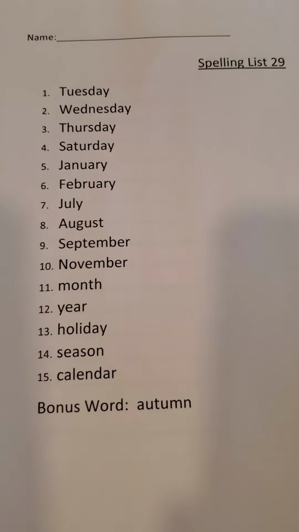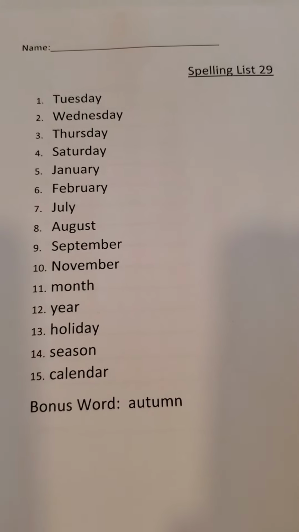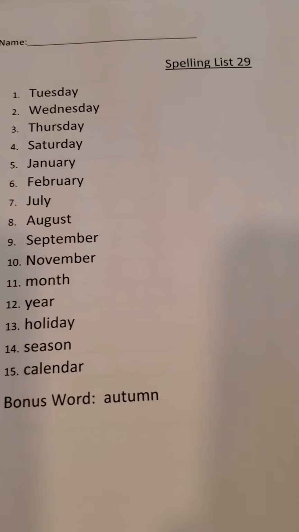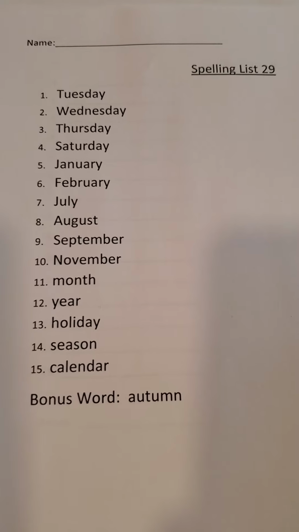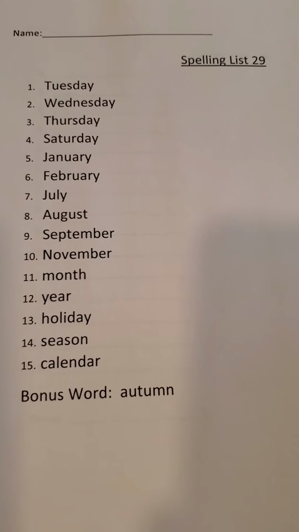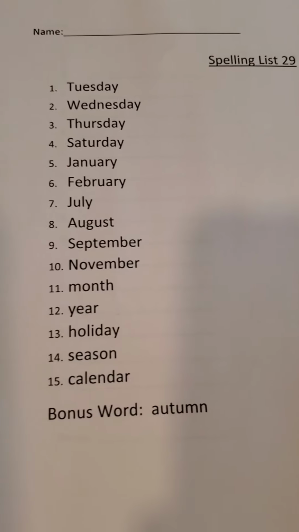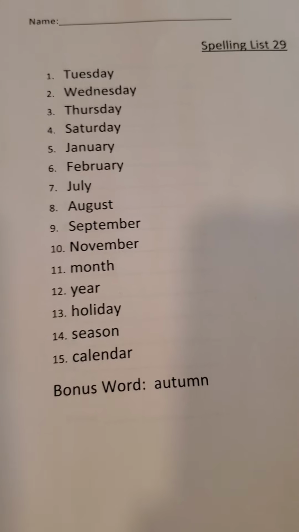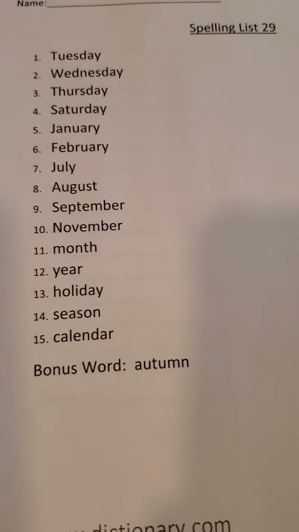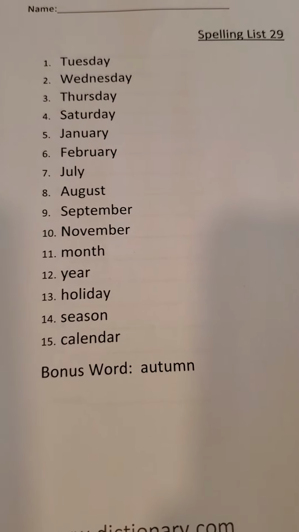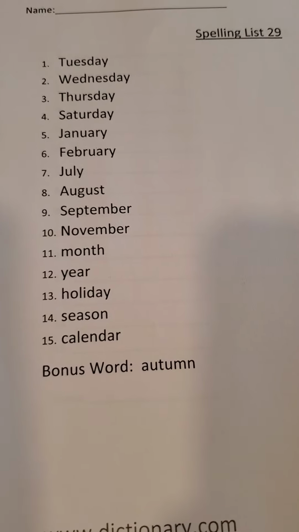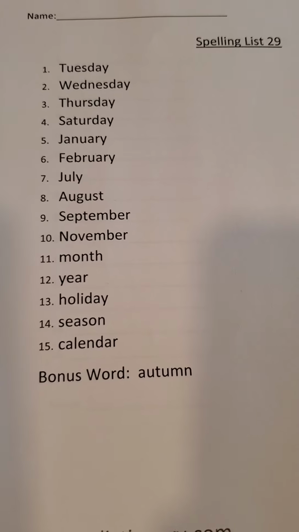We're focusing this week on days of the week and the months, and then obviously you have some words at the bottom, like year, holiday, season, calendar, and our bonus word is autumn. So I'm going to read through these words for the students to make it a little easier. I usually do this every time I give them a new spelling list so that they know what the words sound like. Once they hear it, they're pretty familiar with it.